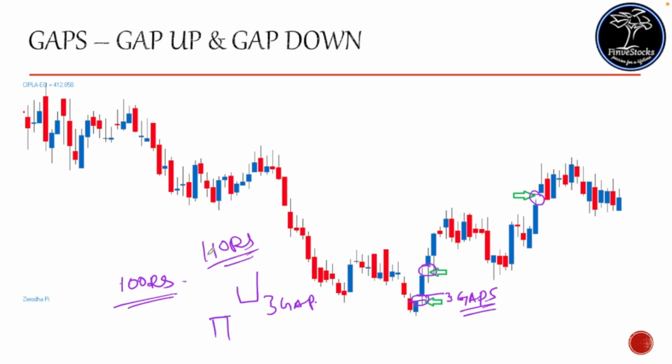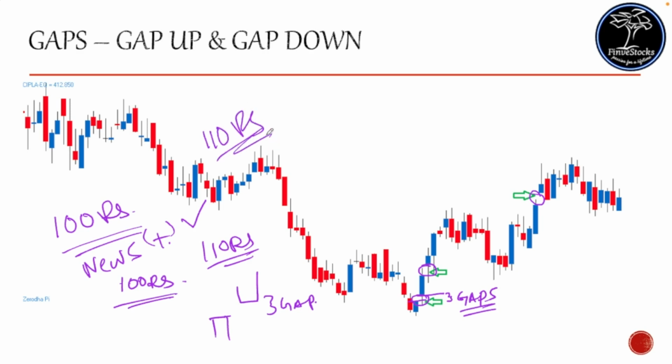The main reason for creating a gap is maybe some good news flow comes after the closing of the candle. Assume company X has a closing price of 100 rupees. After the market hours, there is some positive news flow for the company. For example, let's say the company result has been announced after market hours and the result is very positive. So the investors are ready to buy the stock at any given price on the next day. So the next day, due to this bullish sentiment, the market will open at say 110 rupees. So it is called gap up opening.